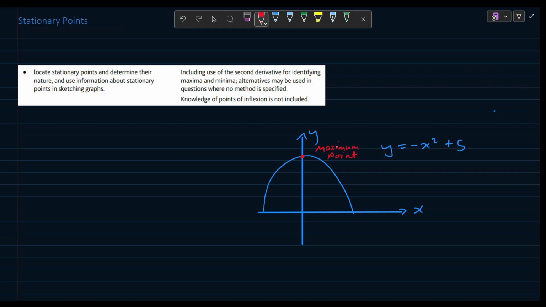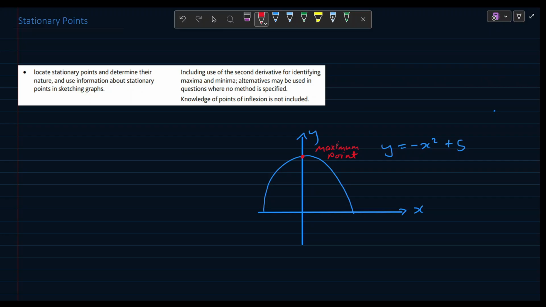Alright, but that's because we have sketched the diagram and we can see from the diagram that it's clearly going to be a maximum point. We are going to use differentiation to first of all find the coordinates of this stationary point and then to also determine whether this is a maximum point or a minimum point using just differentiation. We're not going to be sketching diagrams.